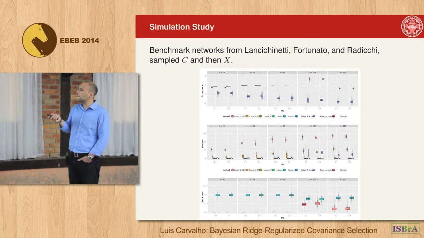This is the log of the L2 norm of the difference between the estimated and the true one, relative to the norm of the true one. And we fare much, much better than the lasso and L2 regularization in general.